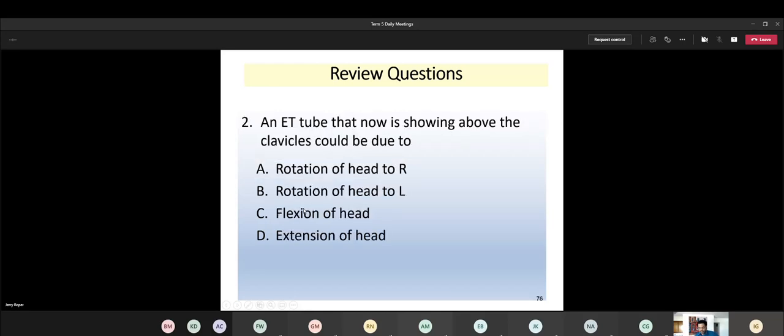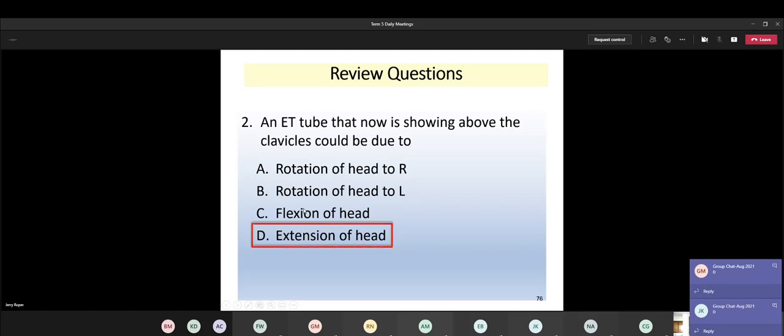ET tube that is now above the clavicles, what could cause that to happen? It should normally be slightly below the clavicles. D. So extension would mean hyperextending, like looking back or positioning the head really, really far back. And that's probably what's happening.